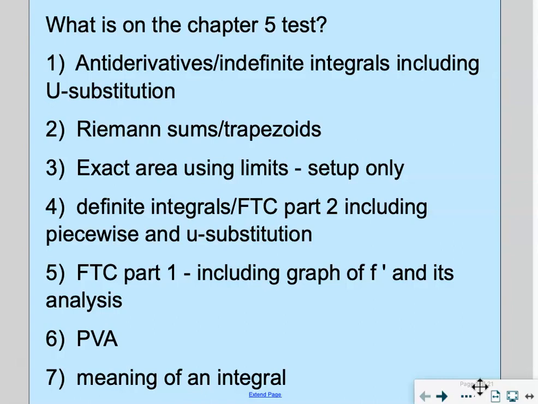Okay. So, what is on the test? Number 1, a lot of antiderivatives, a lot of U substitution. So make sure you are comfortable with U substitution and antiderivatives. Riemann sums and trapezoids, both. There will be trapezoids, there will be rectangles. You need to be able to approximate integrals using rectangles and trapezoids.